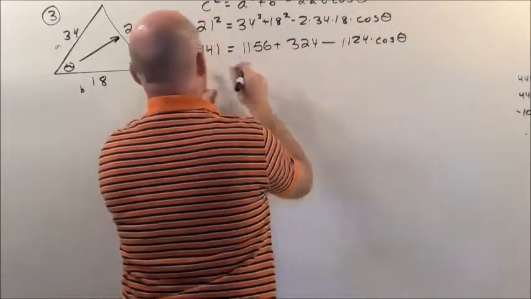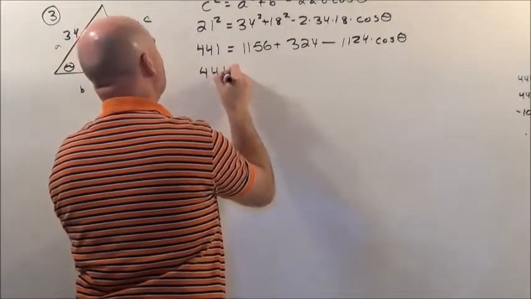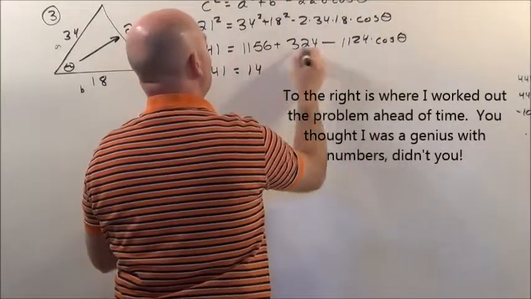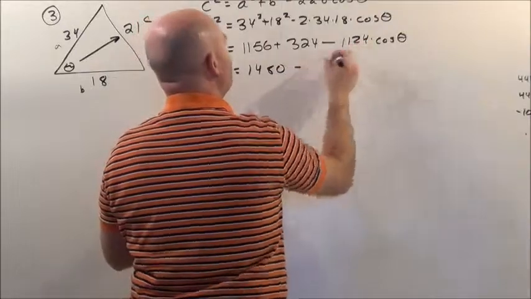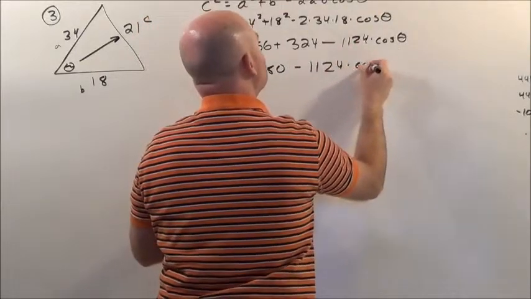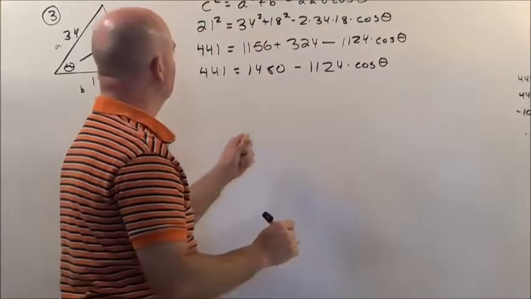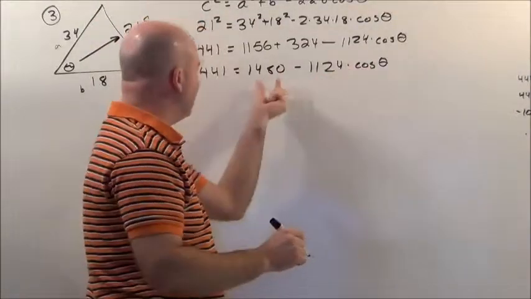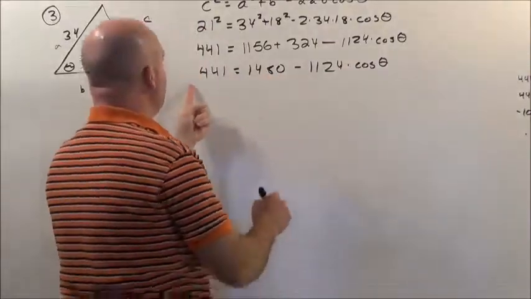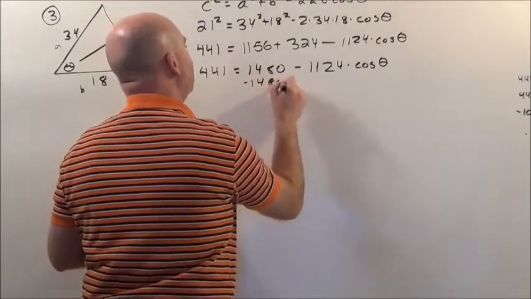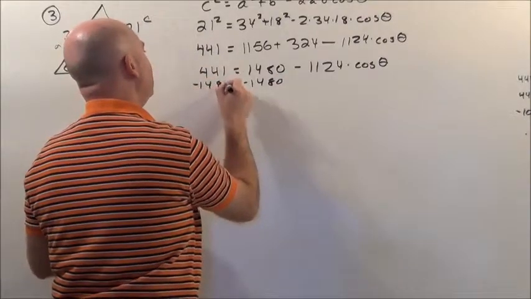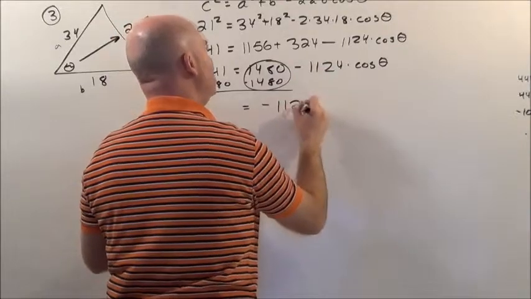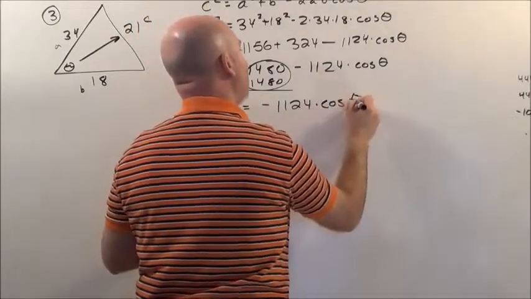We can put these together. So we have 441. We add these together, it's 1,480 minus 1,224 times cosine of theta. Now, people again want to put these together, but that's like 1,224x. It cannot combine with this. So we need to move this over. So we subtract 1,480 from both sides. That goes away. On this side I have negative 1,224 times the cosine of theta.